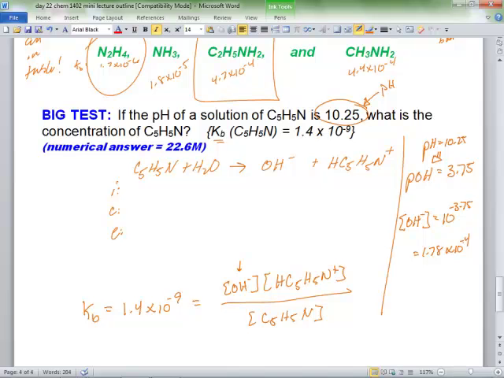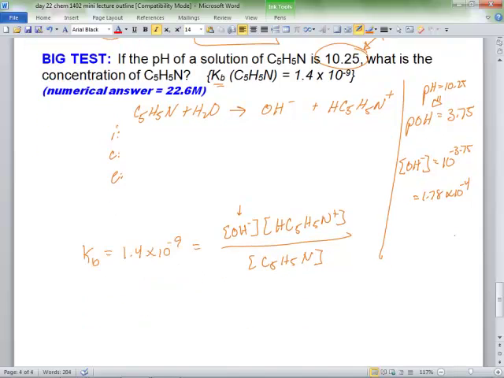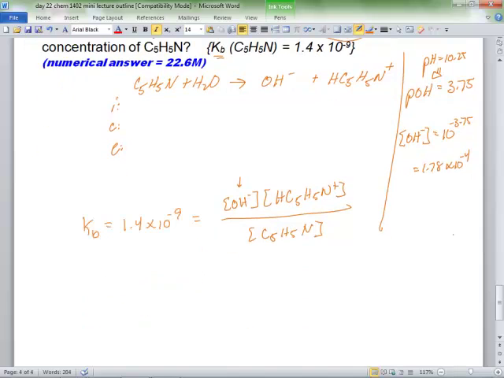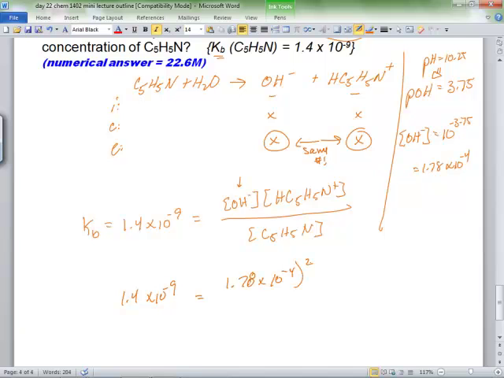Now algebraically, let's finish this so we can see the math. The math isn't that straightforward. So we'll have, because notice if you filled out the ice table, you'd have dashes, dashes, x, x. So these guys are the same. They're the same number. So that's why it's going to be 1.4 times 10 to the negative 9 all over, like you said, just square it. Whoop, 1.78. Square it.